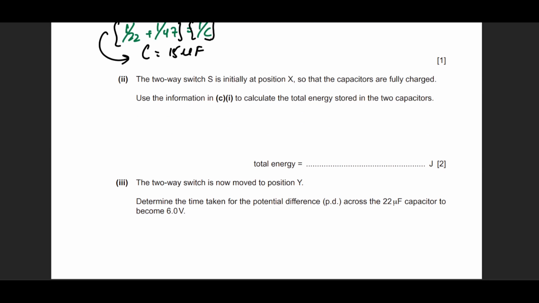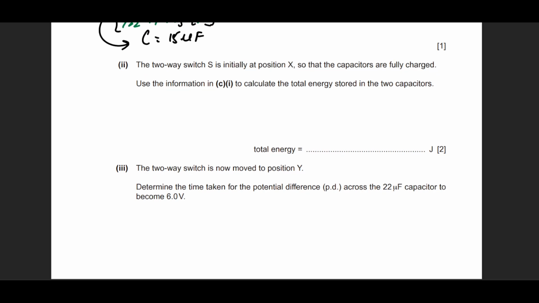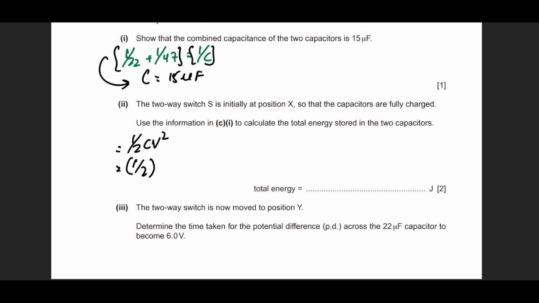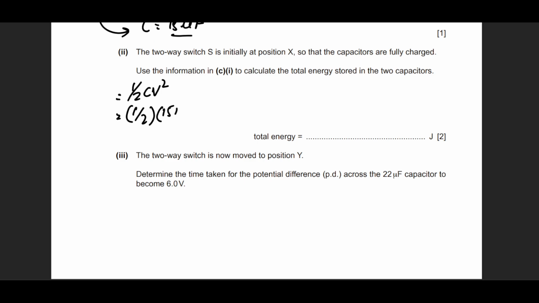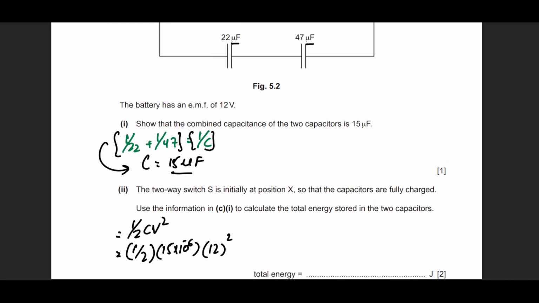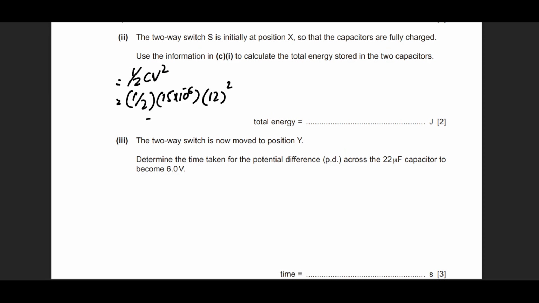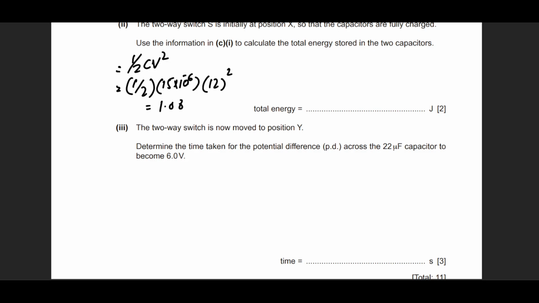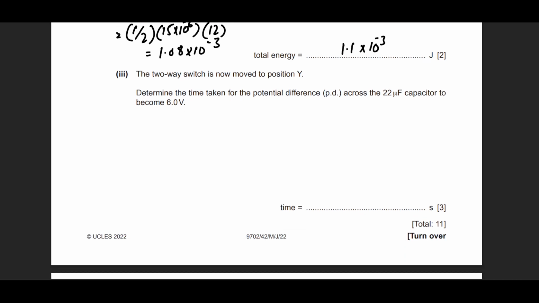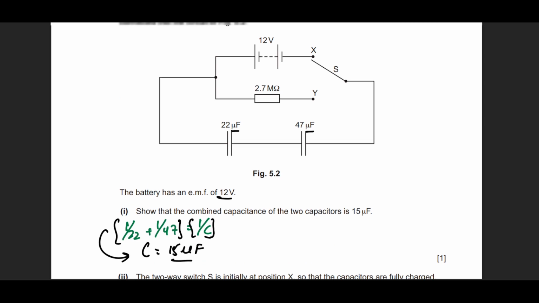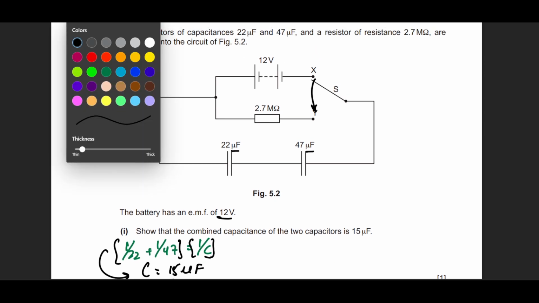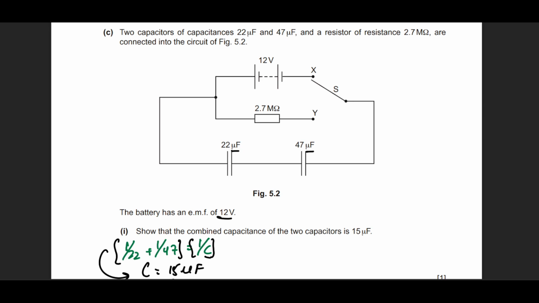So the two-way switch is at X and now fully charged. Use the information to find the total energy. So now the total energy is simply half CV squared. The combined capacitance is 15 microfarad. This is what they could do collectively. So half into 15 into 10 raised to the power minus 6, into voltage 12 squared. He says that the fully charged voltage is 12. Okay, fine. So this comes out as 1.08 into 10 raised to the power minus 3. So this will become 1.1 into 10 raised to the power minus 3, to two significant figures. The two-way switch is now moved to position Y. As expected, he's moved that switch to position Y. So it does not exist at this point. It exists at this point.